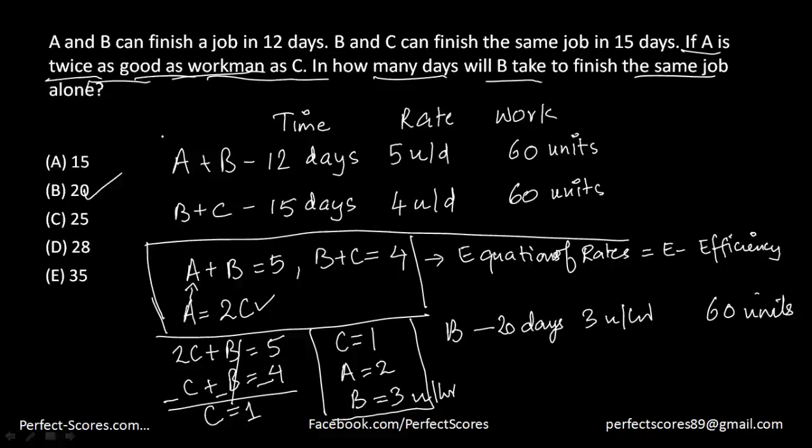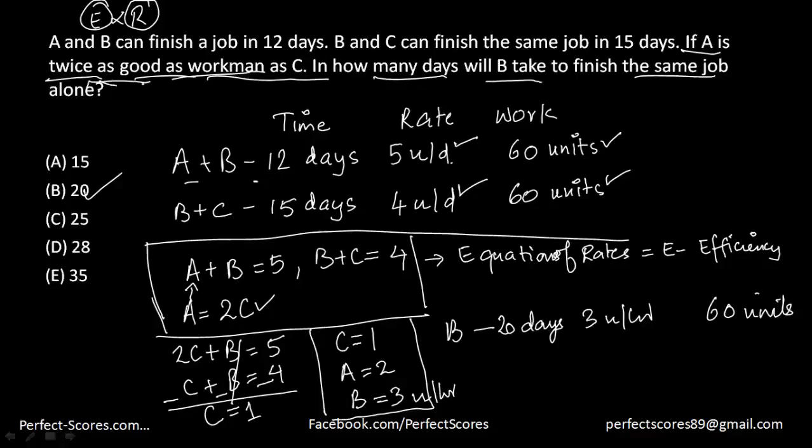I'm going to repeat this once again. This question says that A and B can finish a job in 12 days and B and C can finish the job in 15 days. So I assumed the work to be 60 units. Then the rate came down to be 5 here and 4 here. Then A plus B is 5 and B plus C is 4. Understand that efficiency is directly proportional to rates. So the rate equation would be equal to the efficiency equation, but not the time equation.